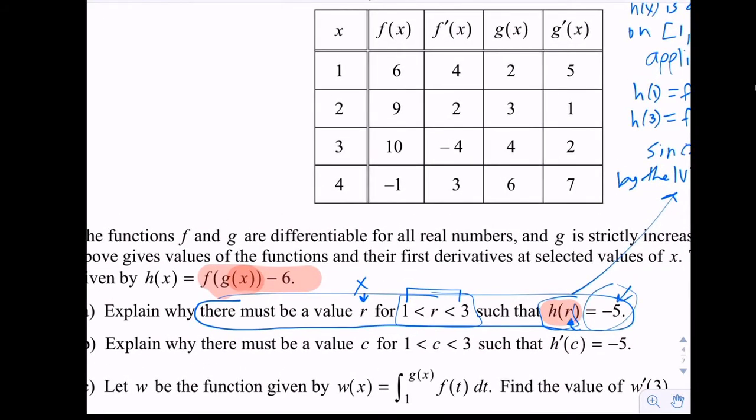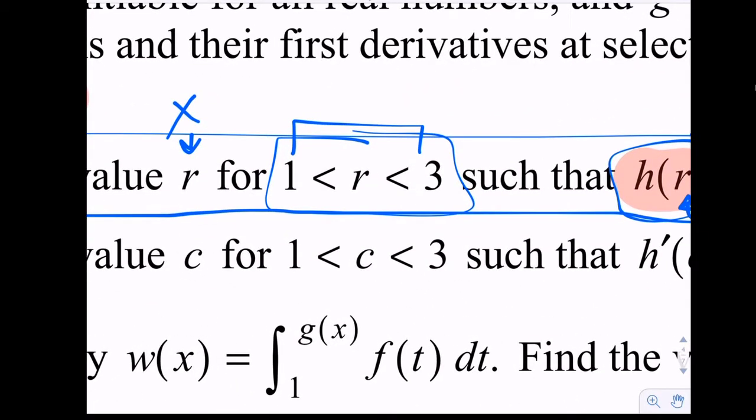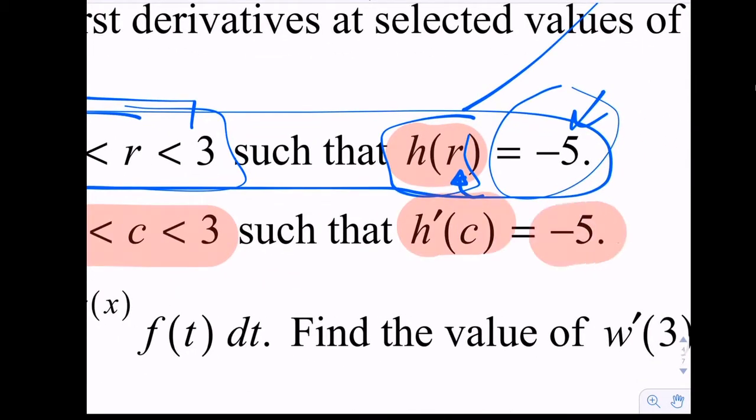Part B. Explain why there has to be a C value between 1 and 3, such that h prime is negative 5. They sure like negative 5. Whenever you're trying to prove that a certain derivative value exists, as opposed to a y value, you're not going to use the IVT, you're going to use the MVT. The MVT is good for proving slopes exist. The IVT is useful for proving y values exist.